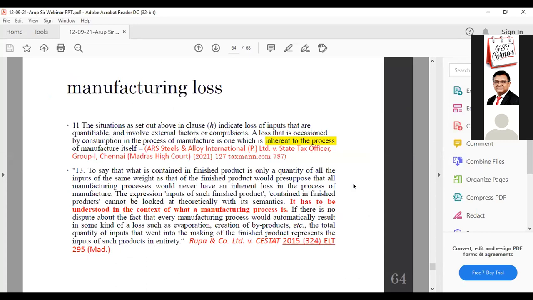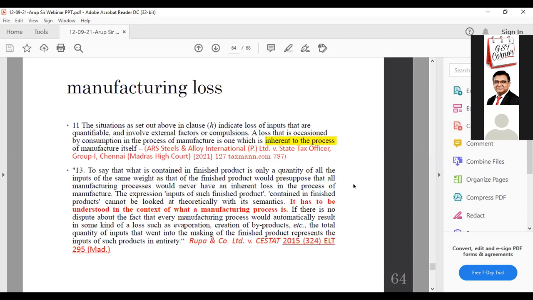Here they have clearly said in para 11 that the situation set out above in clause H indicates loss of inputs that are quantifiable and involve external factors or compulsions. A loss occasioned by consumption in the process of manufacture is one which is inherent to the process of manufacture itself. So if the loss or theft is due to external factors, like I lost it while bringing the car, or while loading and unloading, or during the process before getting it into the manufacturing process, in that case ITC has to be reversed.